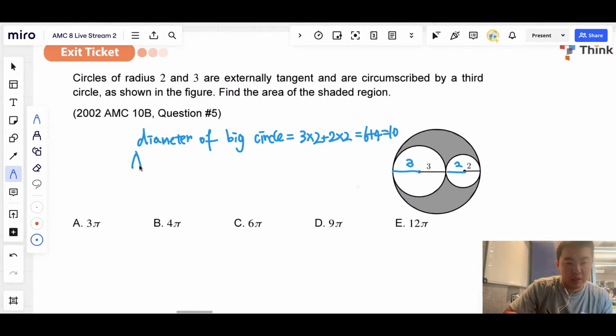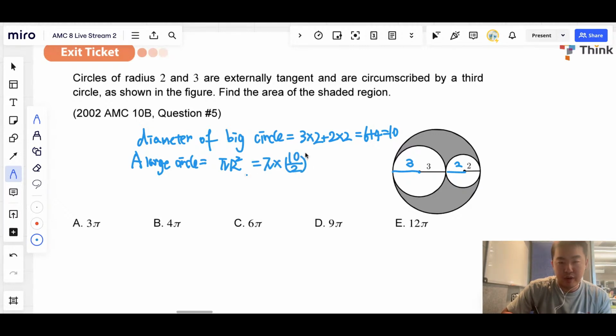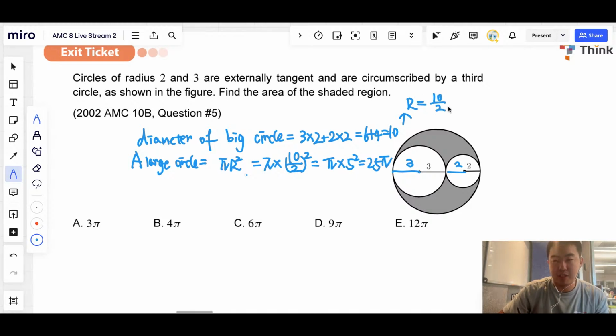So the area, which I'll use A to denote, of the large circle should be pi r squared, right? Now I will use capitalized R to represent the radius of the big circle. So that's pi times R, which is basically 10 divided by 2. And don't forget the square, okay? So that's pi times 5 squared, which gives us 25 pi, okay? So that's for the area of the big circle. Actually, let me add another step. So from the diameter, we know the radius of the big circle is 10 divided by 2, which is 5, okay? Now we are good with the first steps.